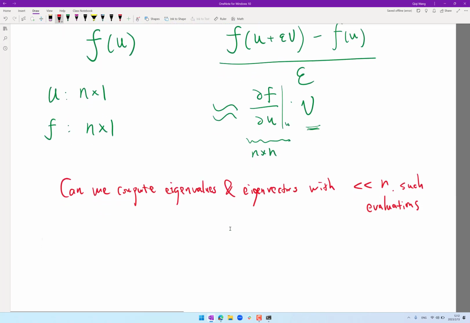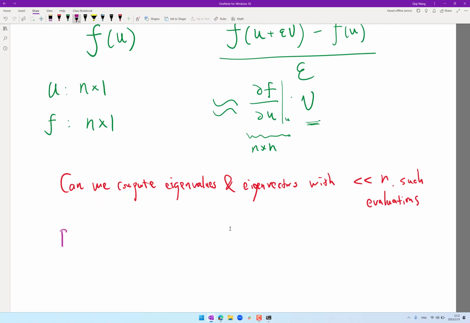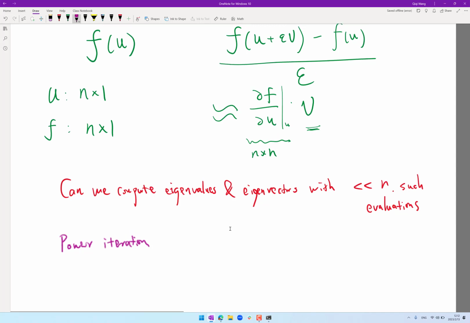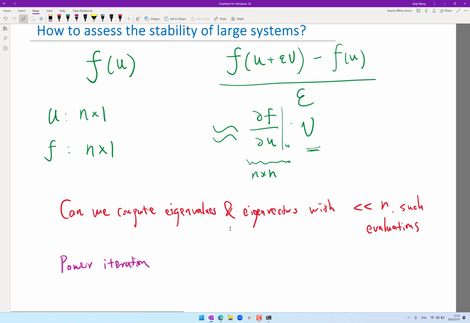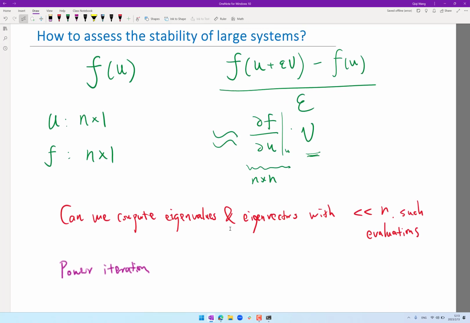So the first method is the so-called power iteration. The power iteration is traditionally used to compute the eigenvalue that has the largest magnitude. And we're going to see we can easily modify it to compute the eigenvalue that is the most positive. The classical power iteration is exactly the way to figure out the most unstable eigenvalue for a map rather than a differential equation.